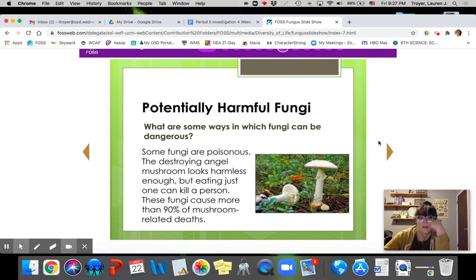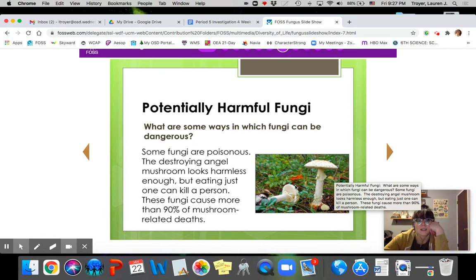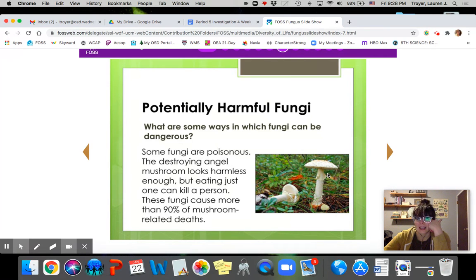Here's some ways that fungi can be harmful. Some mushrooms are poisonous. You guys hopefully know that. This is one of the most poisonous mushrooms, the destroying angel mushroom. It's responsible for more than 90% of mushroom-related deaths. I think people pick it because it looks pretty harmless. Some might think it even looks like a button mushroom that you get at the store.